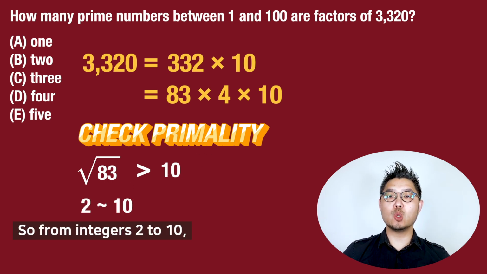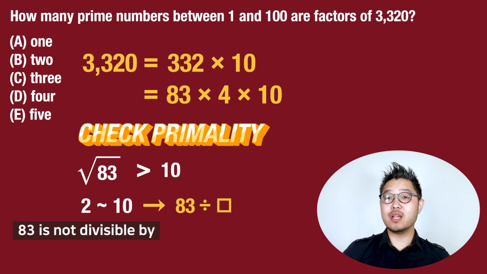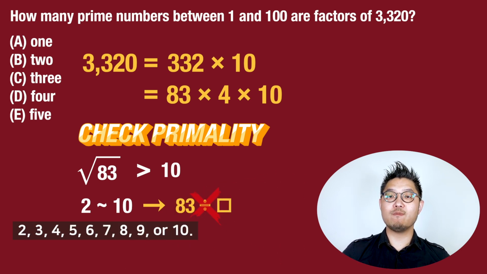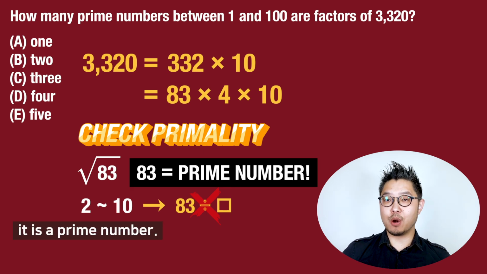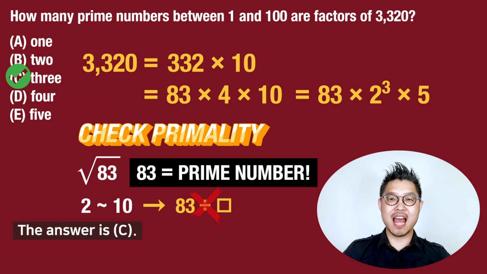So from integer 2 to 10, check if 83 is divisible by these integers. 83 is not divisible by 2, 3, 4, 5, 6, 7, 8, 9, or 10. Therefore, it is a prime number. We have 83 times 2 cubed times 5. There are 3 prime numbers. The answer is C.